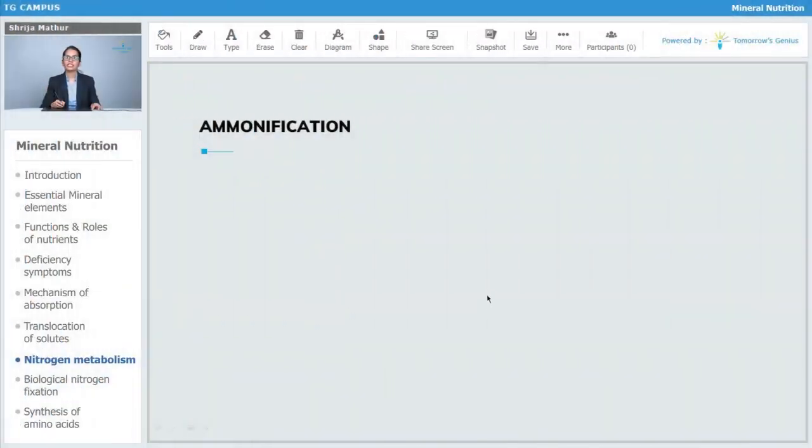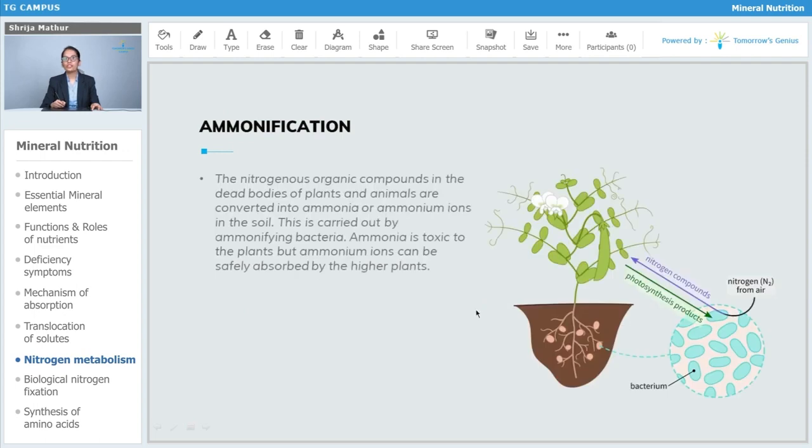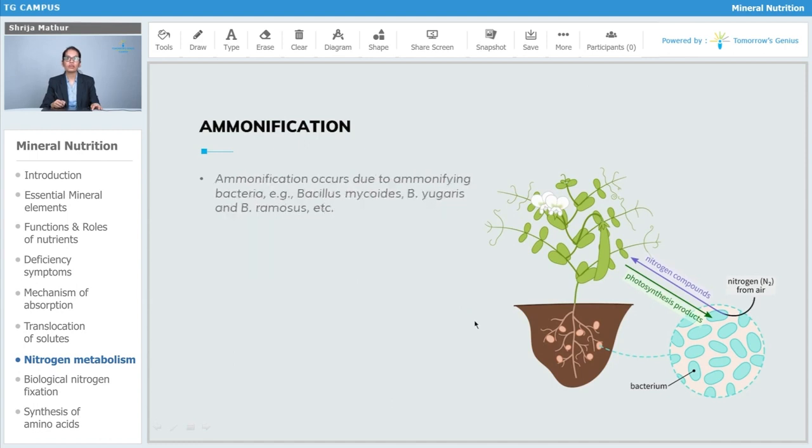Now the second process, that is ammonification. The nitrogenous organic compounds in the dead body of the plants and animals are converted into ammonia or the ammonium ions in the soil. This is carried out by ammonifying bacteria. So here is a particular bacteria that is responsible for this conversion. Ammonia is toxic to the plants, but the ammonium ions can be safely absorbed by the higher plants. So that is why it is consumed mostly in the ammonium ion form.